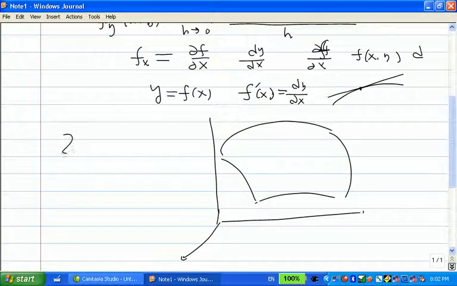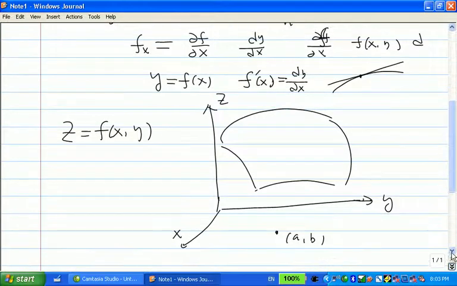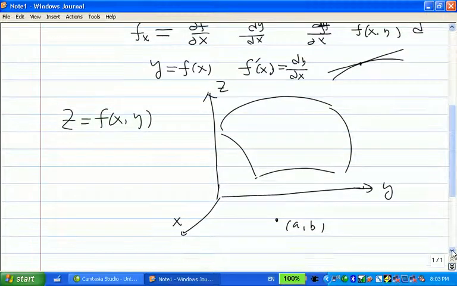Remember z equals f(x, y). What's the graph of this? It's a surface. That's important, and I always emphasize it, otherwise the whole sentence doesn't make sense. Think about it here: the point (a, b) is in your domain on the xy plane. You can say its z coordinate is 0.